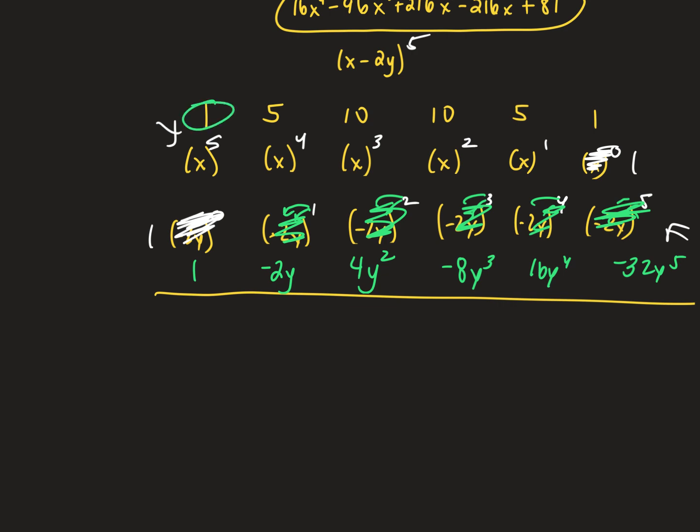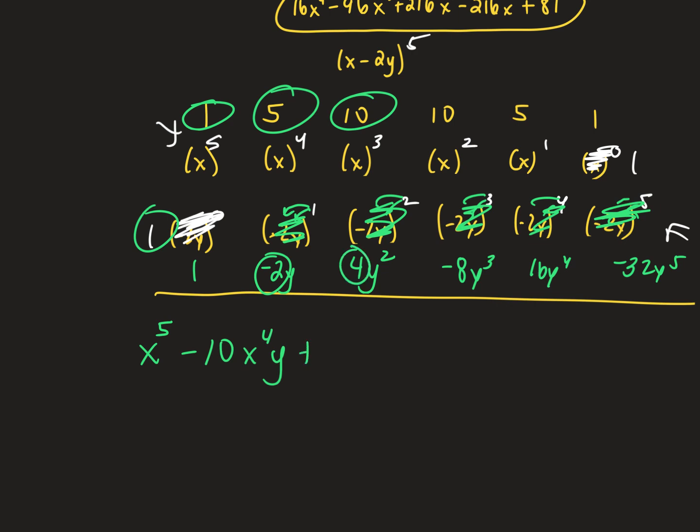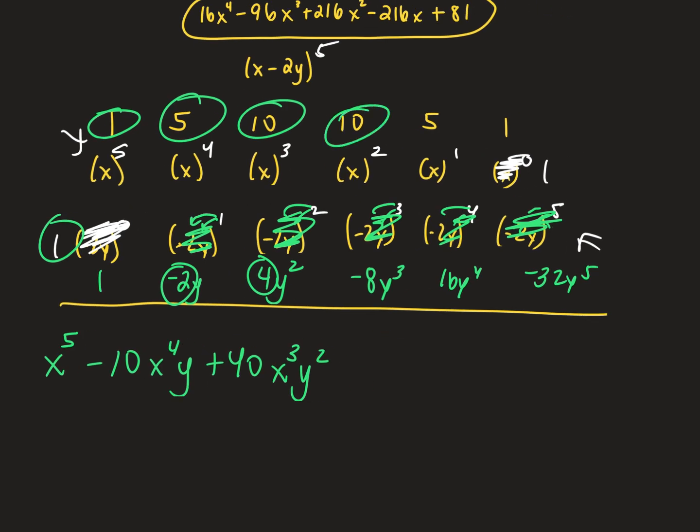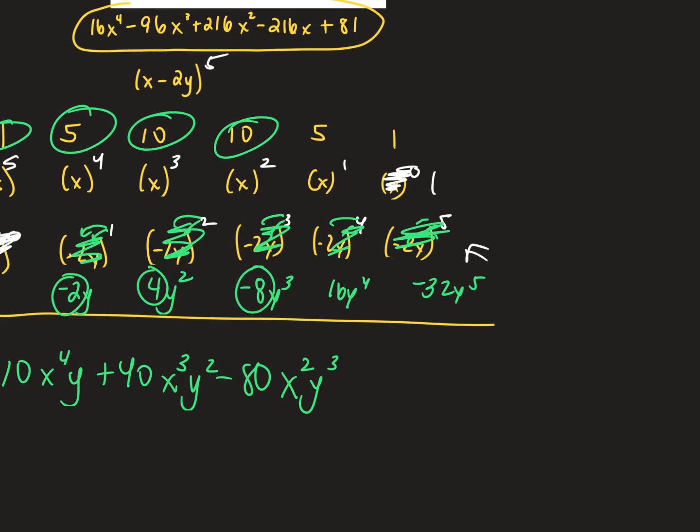But let's multiply. 1 times 1 times 1 times 1 times 1 is just going to give you x to the 5th. So now 5 times negative 2 is negative 10. I have x to the 4th and y to the 1st. So now I have 10 times 4, that's a positive 40, and now get your letters. I have x cubed, y squared. 10 times negative 8 is negative 80, and write your letters, x squared, y cubed.